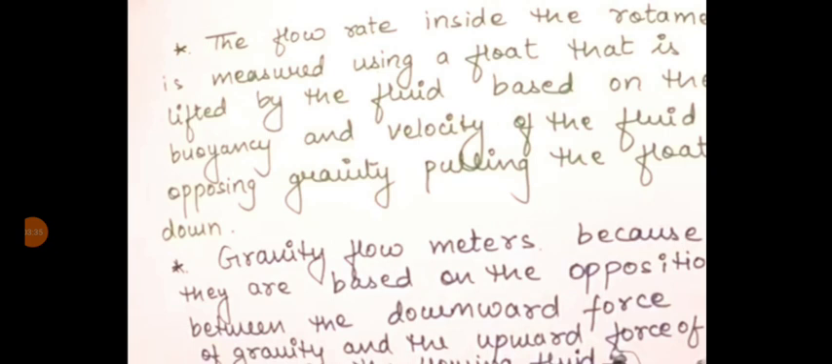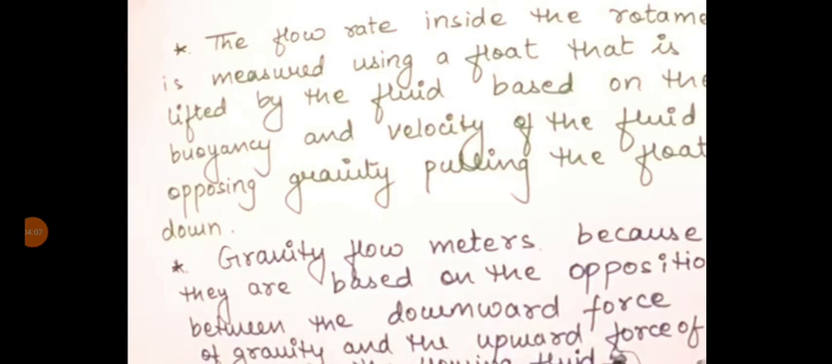Another force will be pulling down due to gravity. So two forces will be acting: one is the upward force, another one is the downward force. The float will be moving upward due to the velocity of the fluid and buoyancy forces. Then another force will be acting downward, that is the opposing force, gravity. Due to gravity, the float will be pulled down.